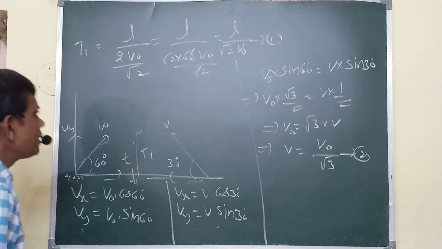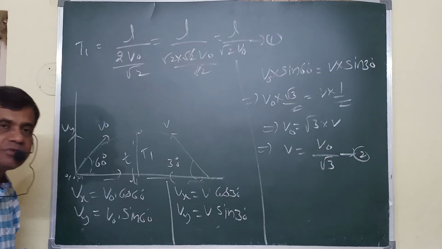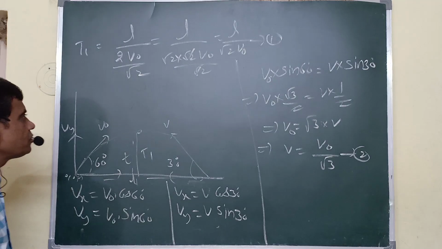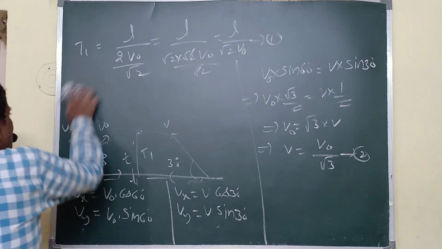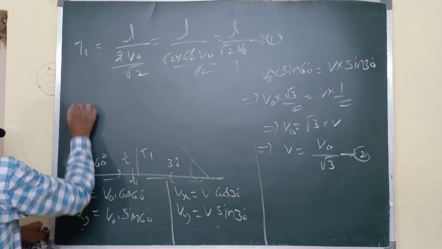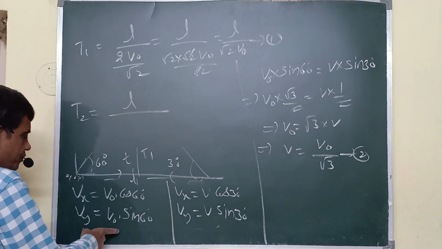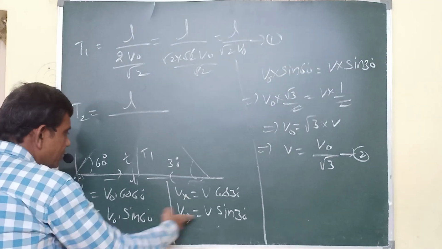In this case, how much time is taken to meet? T2 is the time we had given. Now we go to T2. What is T2? T2 equals the distance, which is the same as given, that is L, divided by V naught sin 60. That is completed.